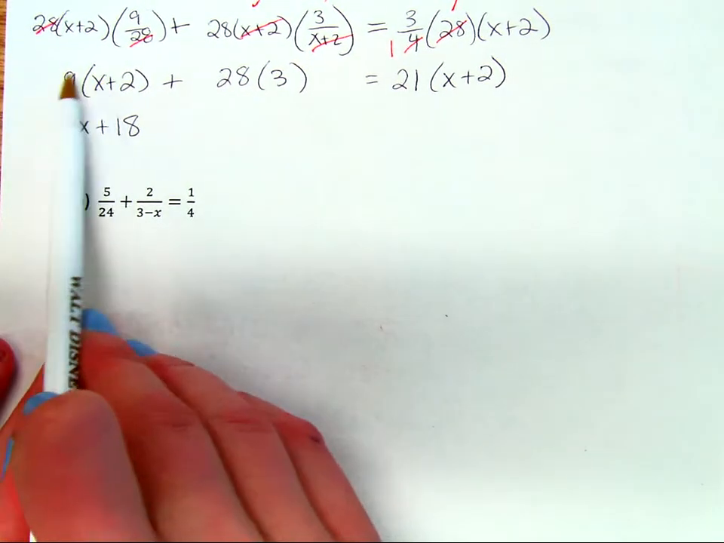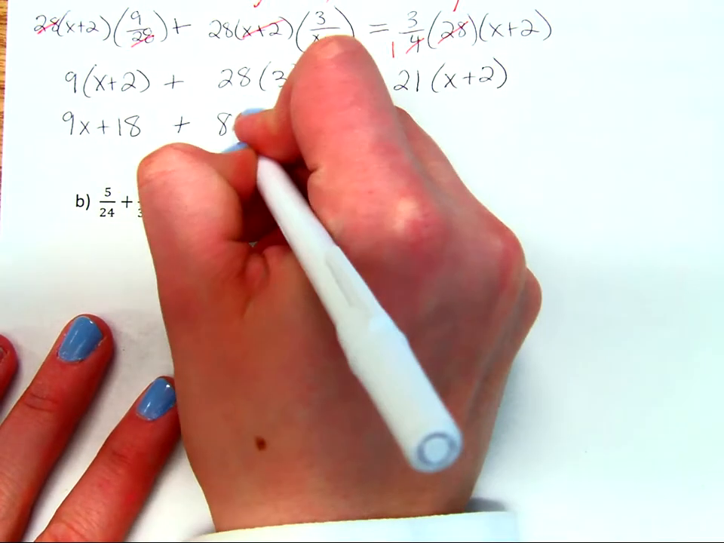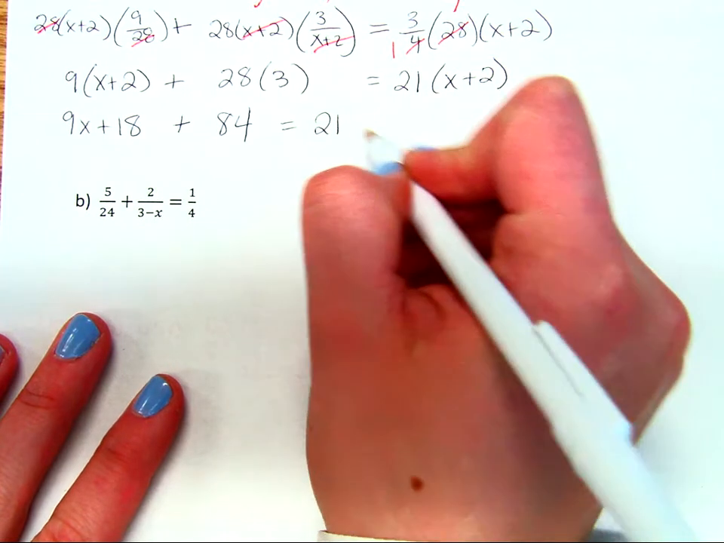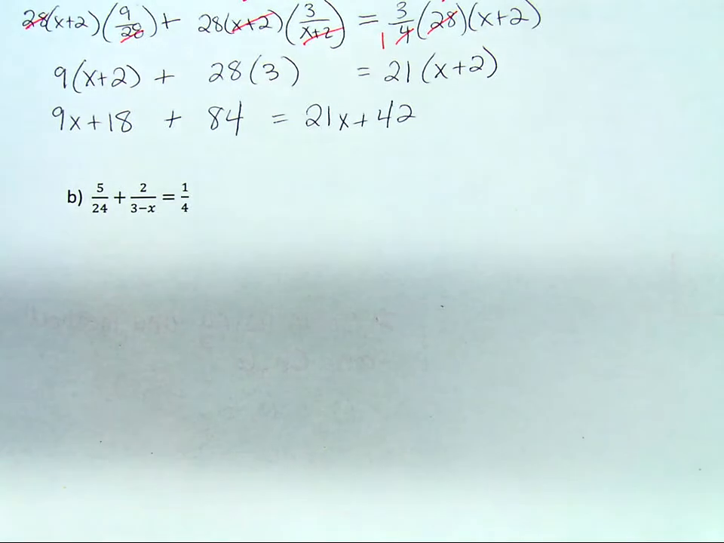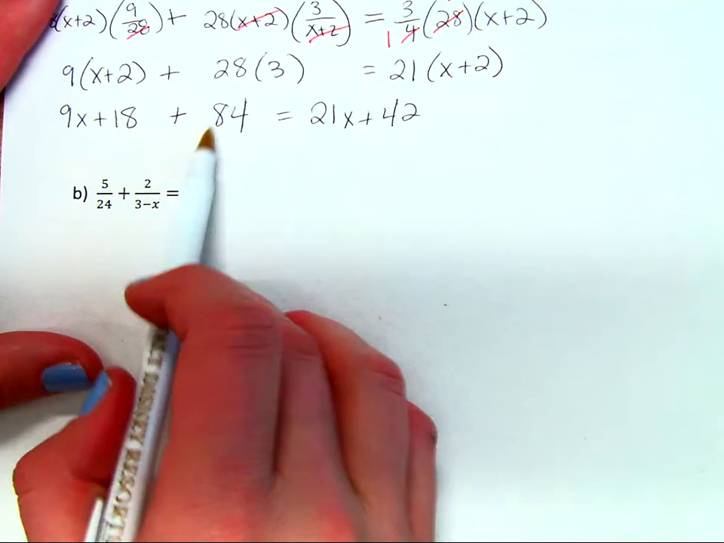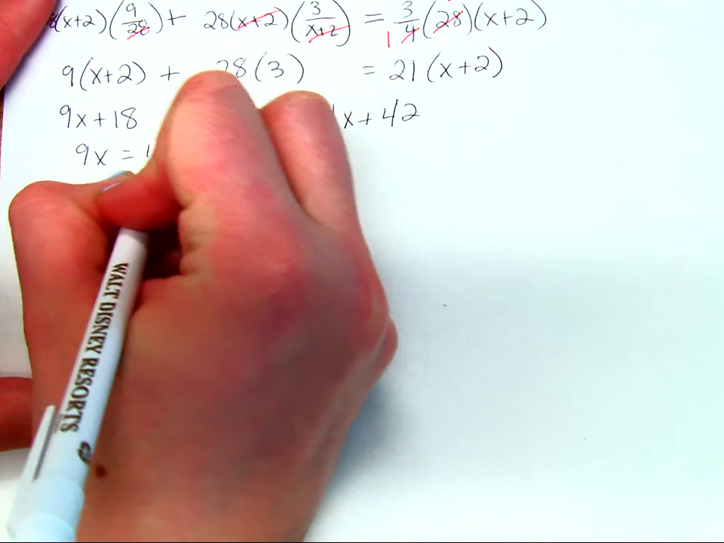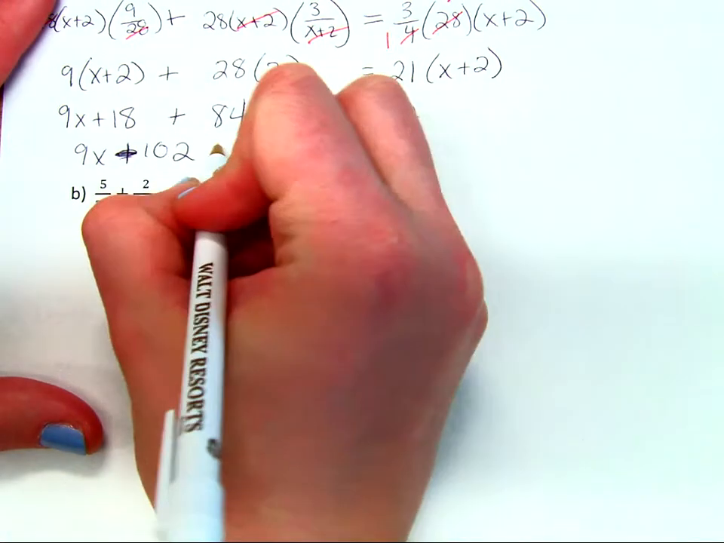So we distributed the 9 here. Then we've got 28 times 3. That's 84. On the right side, distribute your 21. You get 21x plus 42. Okay, let's combine like terms over here. 18 plus 84 is 100. Oh, sorry. That's a plus sign. 102.